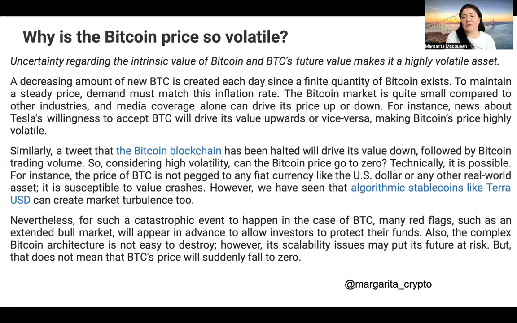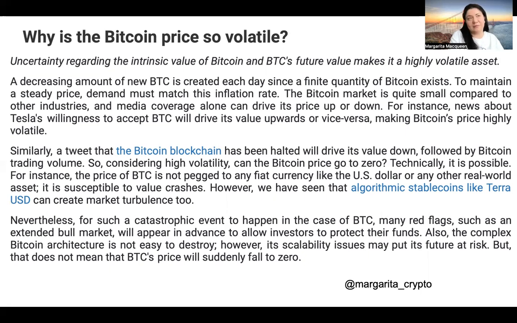However, we have seen that algorithmic stable coins like Terra USD can create market turbulence too, you know? So Terra, I believe, goes up and down, as well as Tether. So it's like $1 to $2. Nevertheless, for such a catastrophic event to happen in the case of Bitcoin, many red flags such as a bull market will appear. It advanced to allow investors to protect their funds. So it's Bitcoin's architecture and risk and war and everything.